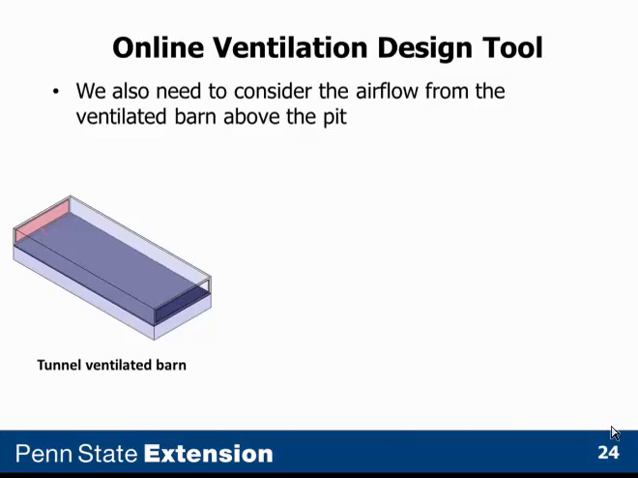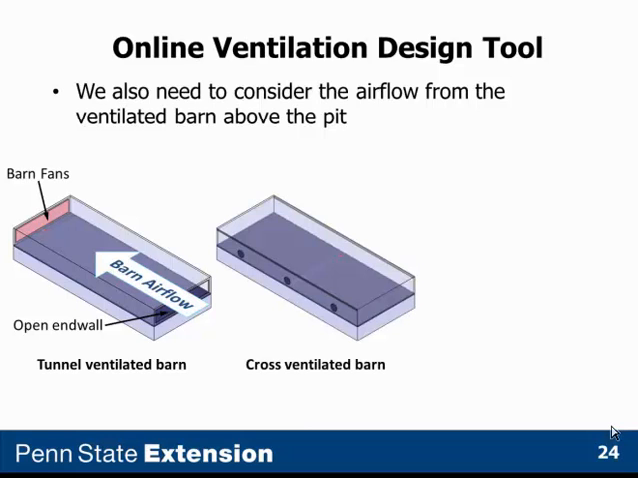The online tool, as I said before, allows us to handle tunnel ventilated barns above those pits, where in the barn we have the barn fan in one end of the barn with large ventilation inlets at the right-hand end. You see a little red dot in the floor of that manure pit, the cover of the manure pit, and that would be the pit fan. And that can be located anywhere. So the barn airflow is in the direction shown with this arrow.